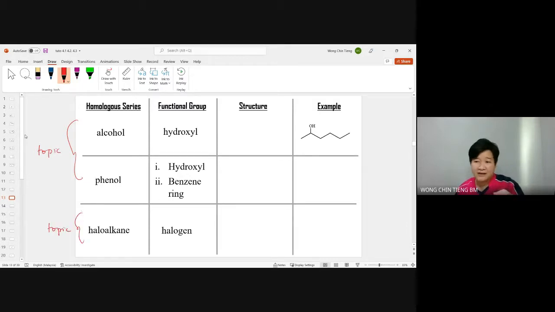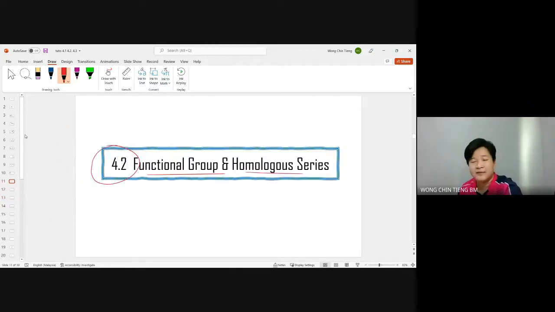So, sekarang, pada masa ini, kamu akan rasa kamu kena hafal. Banyak kena hafal. Ada banyak, 15. 7 chapter kan? Kita ada 7 chapter lagi kan? So, kita ada 15 homologous series and functional group that you need to memorize. At this moment, I will use the word memorize. But later on, when you start learning that functional group as one topic, then you should be very good already.